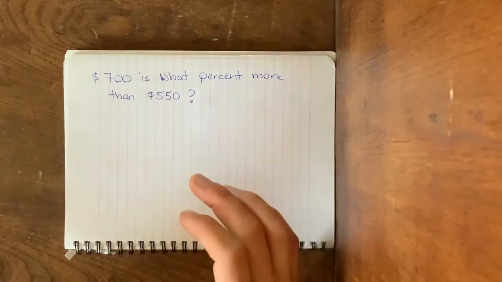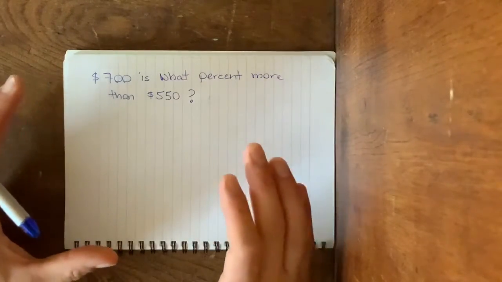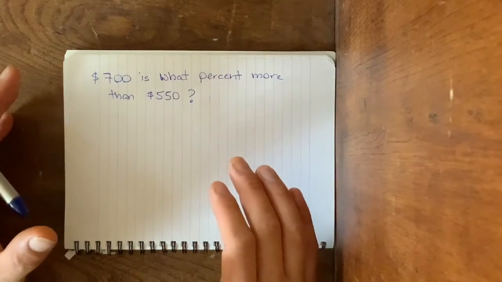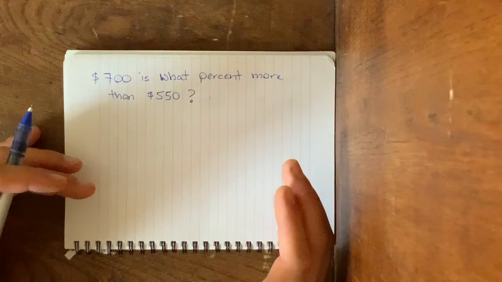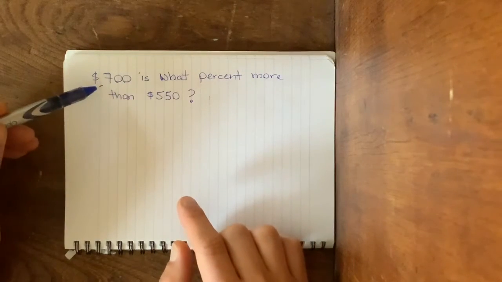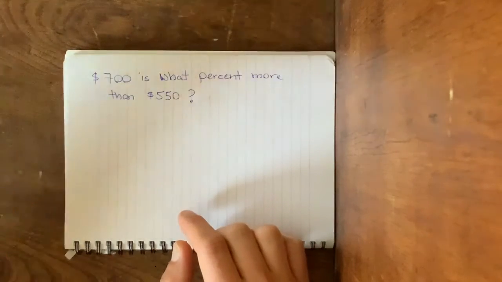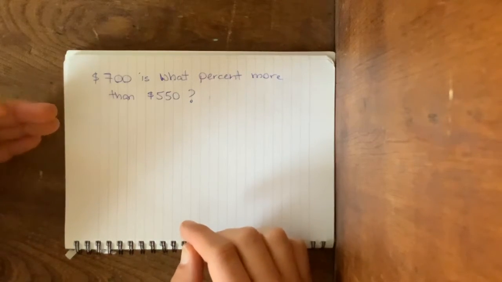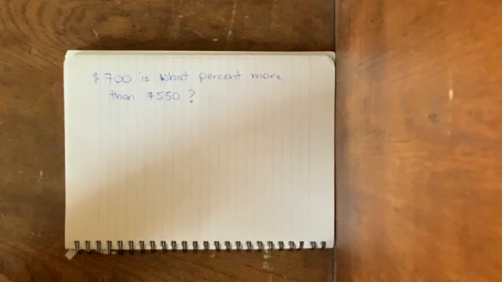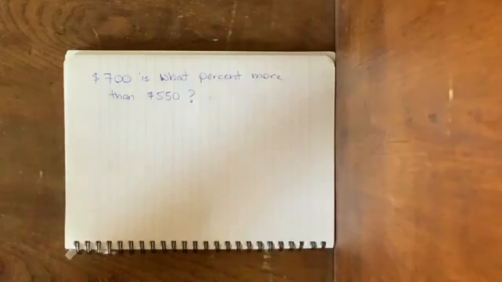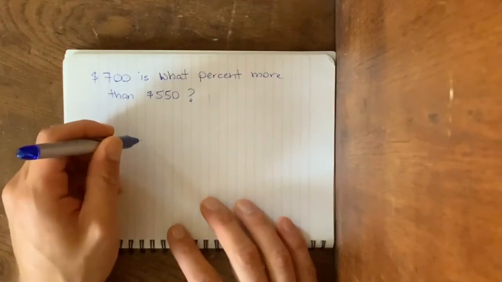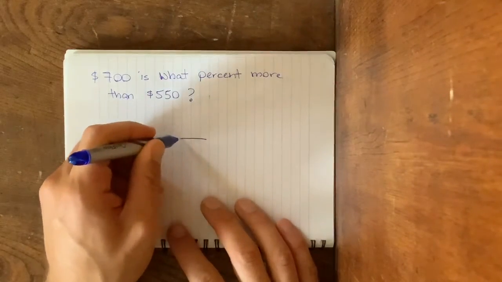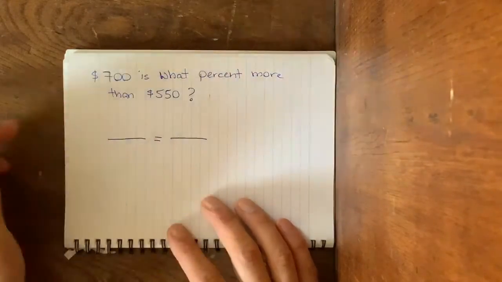So with these kinds of questions, I think the biggest thing is to try and figure out what the starting point is and then what the result is. In this question, $700 is the result, which means that the $550 is where we're starting from, or what we're comparing back to. All of these questions can be solved with the two lines, equal sign in the middle.